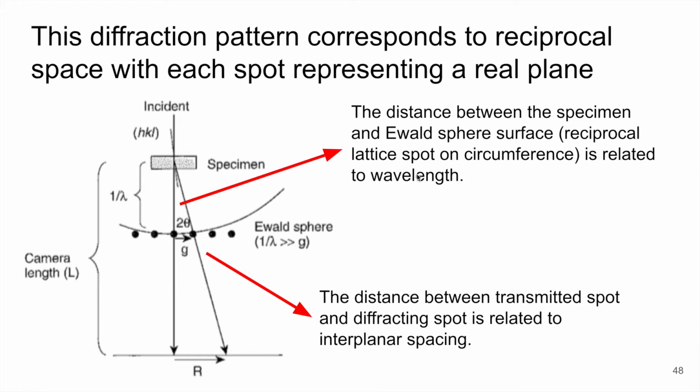So we also talked about how in the past, those spots that are diffracting are on the Ewald sphere, right, from Bragg's law. They're on the surface of the Ewald sphere. And the surface of that sphere is related to wavelength, and the wavelength here is a lot different than with X-rays.